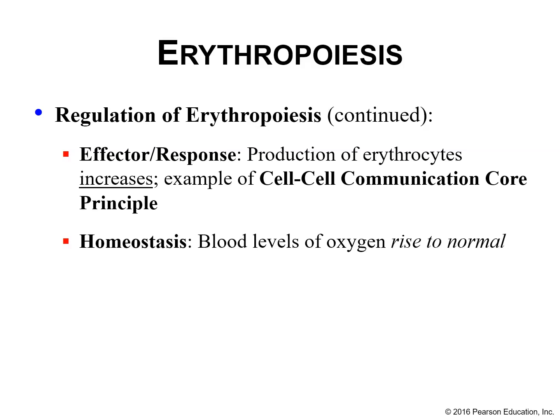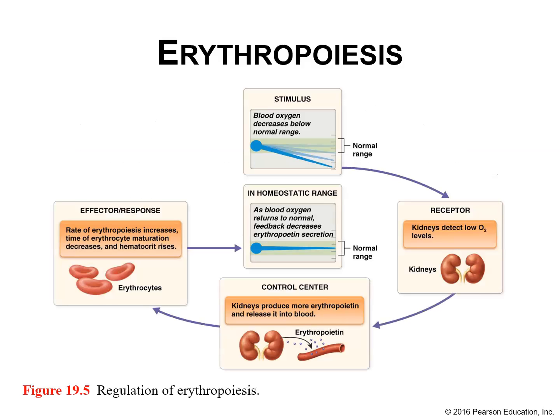So you're going to produce more red blood cells. Your red cell or erythrocyte count will increase. That becomes your response, and because your red cells carry more hemoglobin and more oxygen, the blood levels of oxygen will rise to normal. Oxygen levels go back to normal, and that inhibits any more production of erythropoietin, and that will basically close the feedback loop. So that's basically how erythropoiesis occurs, step by step.